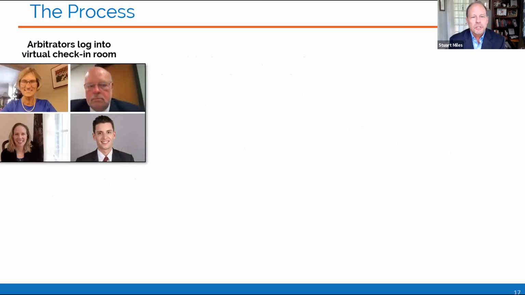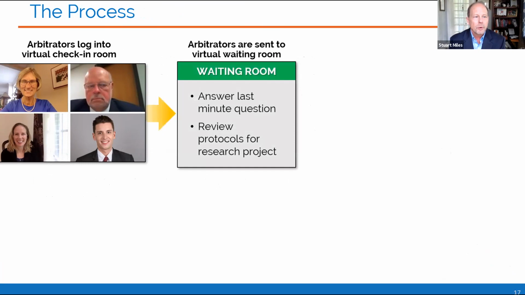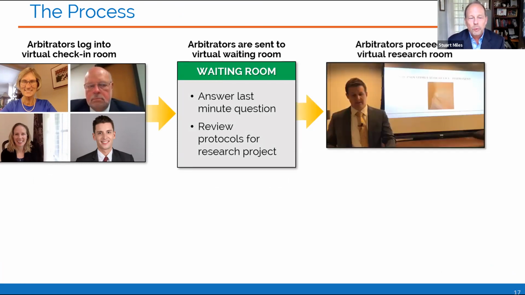So this is what it looks like on the day of the project. Everybody logs into a virtual check-in room. And then once we check in and make sure everybody's who they are, we send the arbitrators to a virtual waiting room. And we have them answer last-minute questions. We go over the protocols with them again and just make sure everybody's teed up to go. After we do that, we send them to the virtual research room. And this is a really important security check because there's no way for somebody to enter that virtual research room without going through this two-step process.